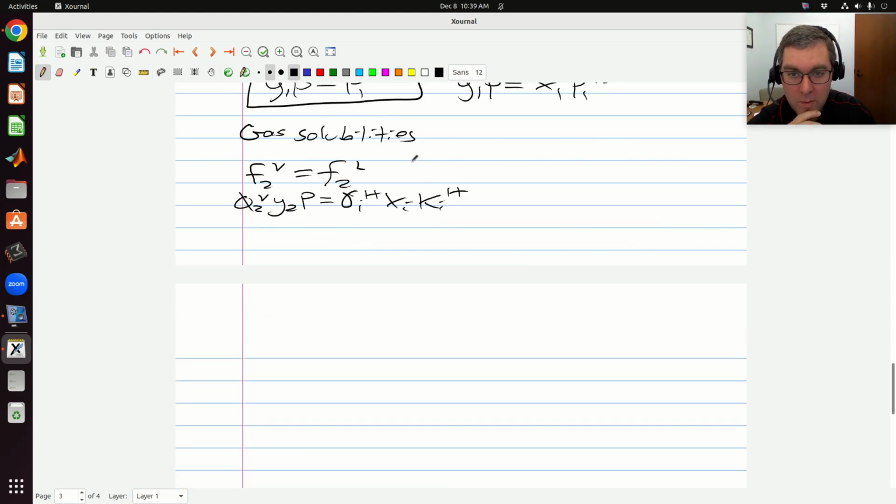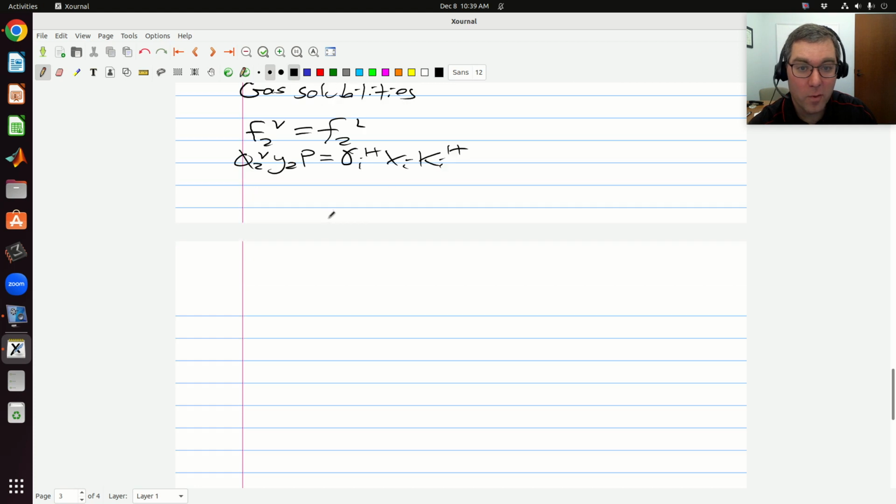So in terms of gas solubilities, I write out my isofugacity equation and expand just as before. I do the same thing: if my pressure is low, the vapor phase can be assumed an ideal gas, so that is equal to 1.